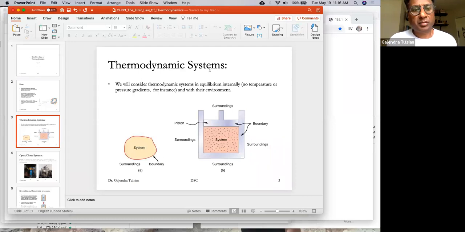We'll define thermodynamic systems. So here's a thermodynamic system, and for it to be called a thermodynamic system, the system needs to have a large number of particles. So here's a system. This is the boundary of the system. This is the surrounding. And in this system, we have a gas in a cylinder with a movable piston. So those are the terms associated with this.